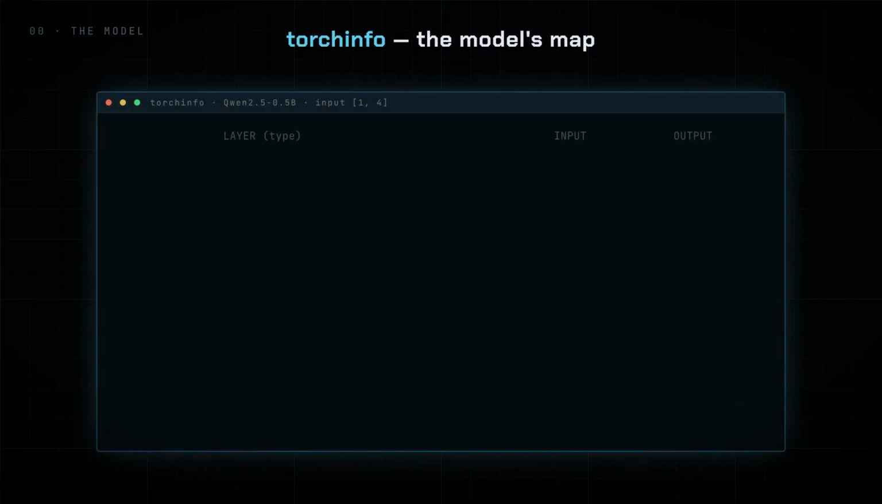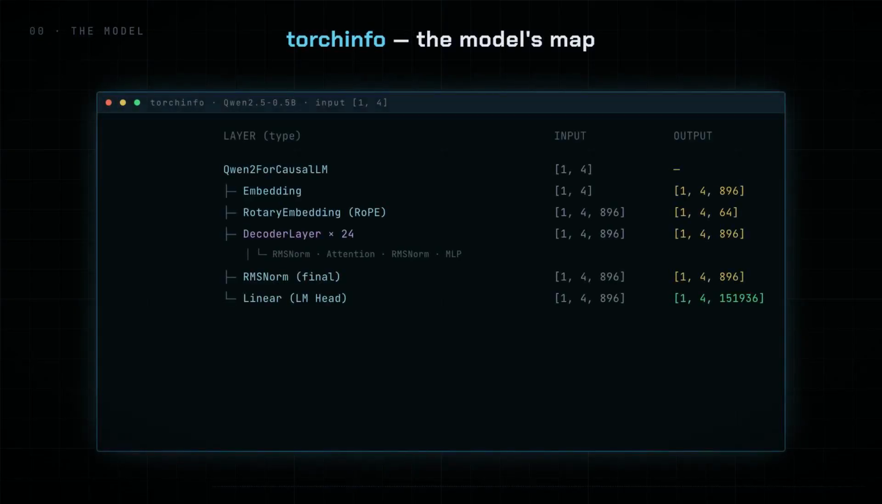And this is torchinfo. Point it at the model and it prints a map. Every layer, what shape goes in, what shape comes out. This map is our whole itinerary for the next 10 minutes.